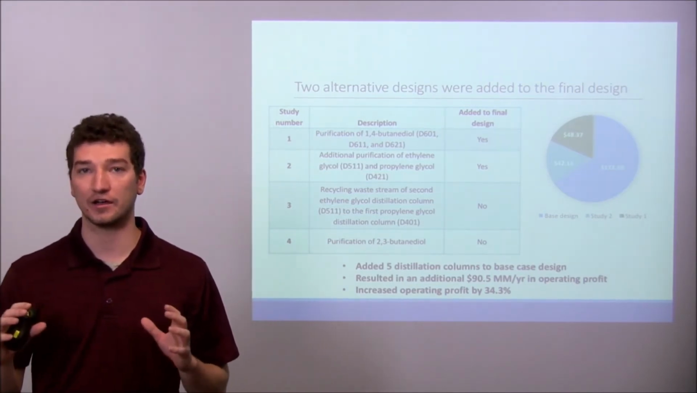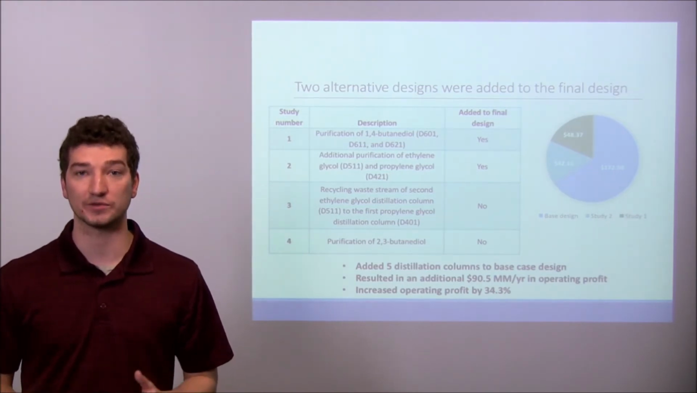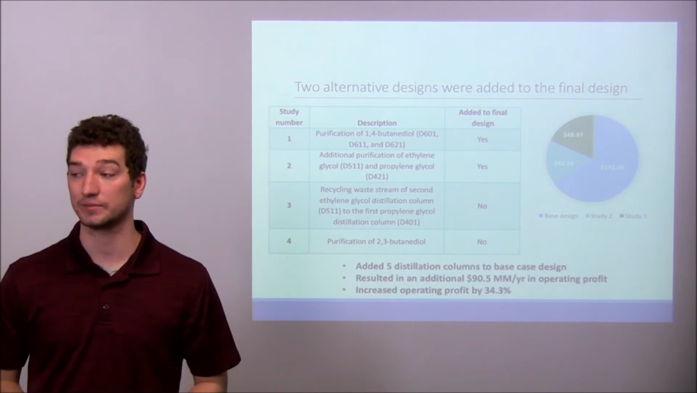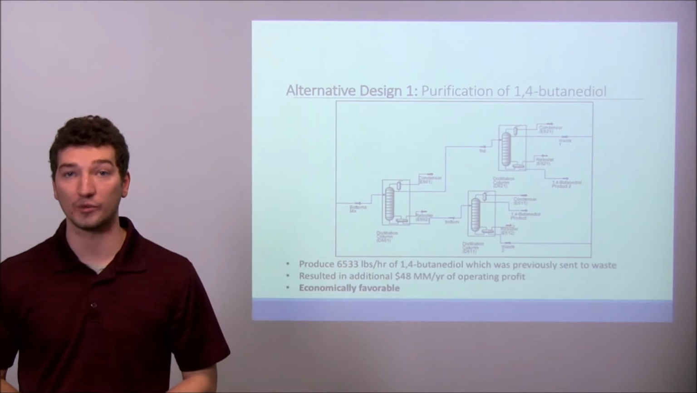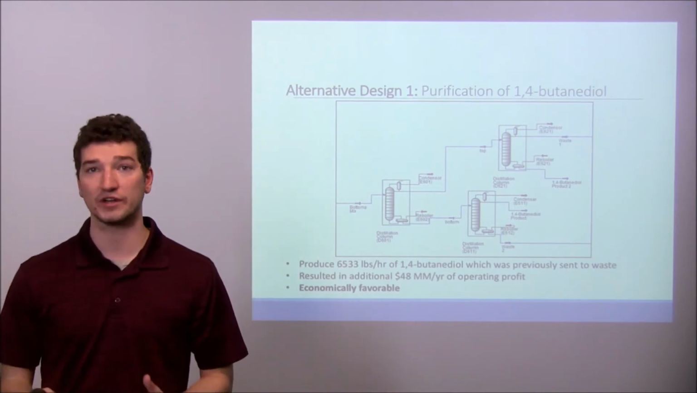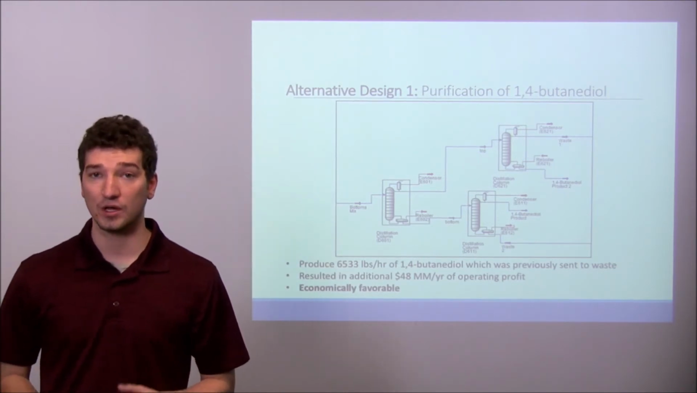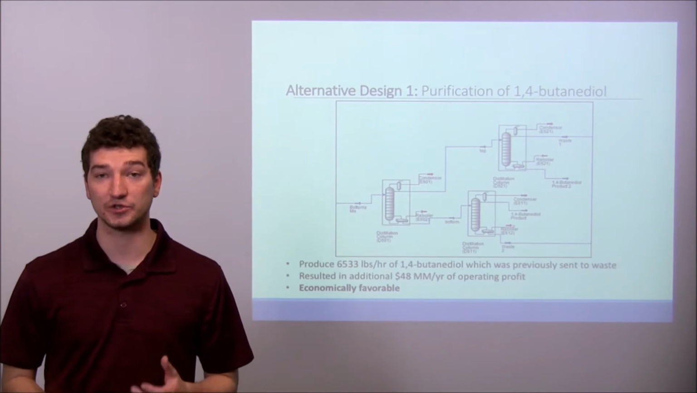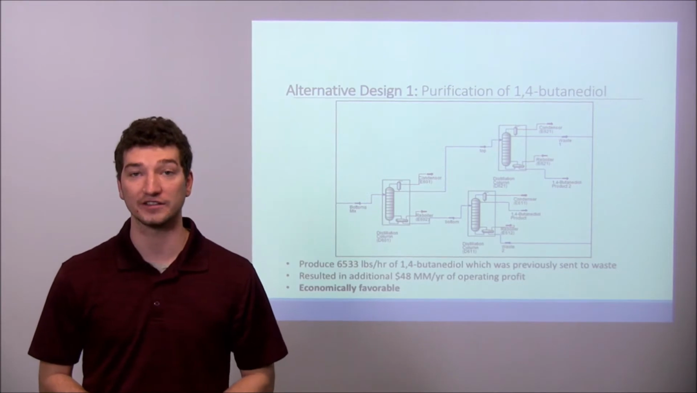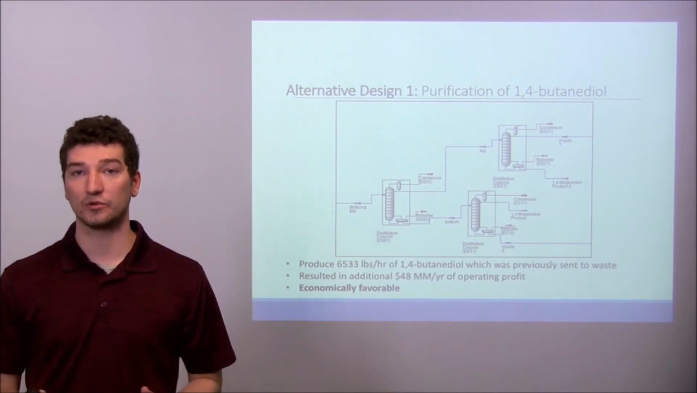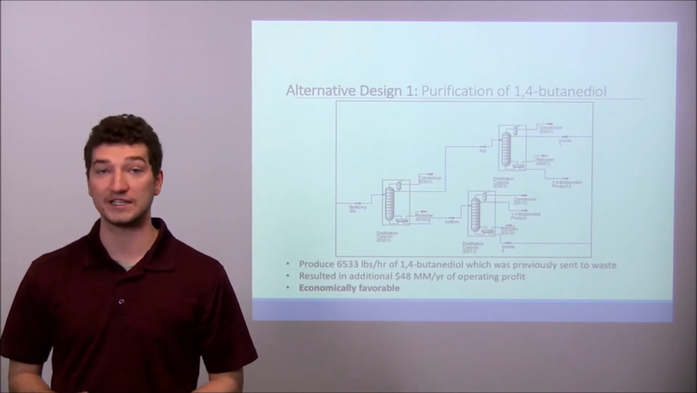And it really just was able to increase our profitability by over 30%, which was a really great addition to our project. The first design that we studied was the purification of the 1,4-butane diol side product. Previously this stream was being sent to waste and only being sold as hydrocarbons for fuel. But we saw the potential to purify this product based on the high selling price of 1,4-butane diol of 100 cents per pound. So in order to achieve the purification necessary to sell, it involved 3 distillation columns.